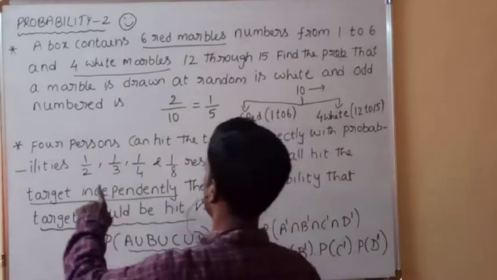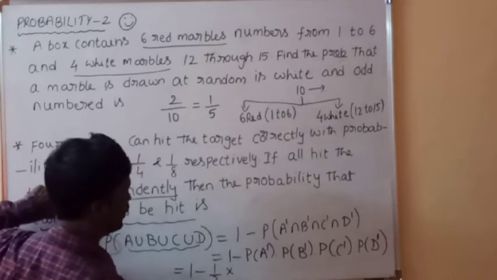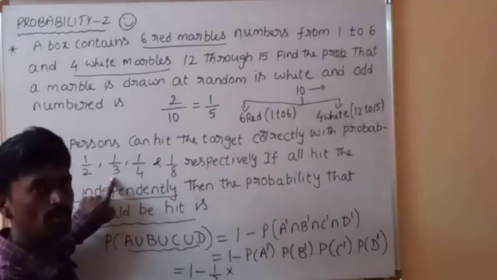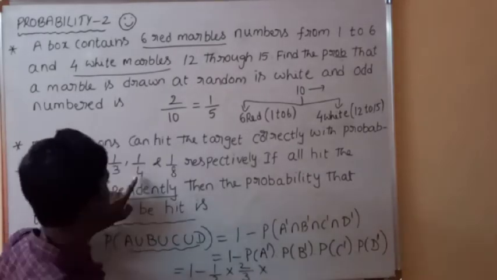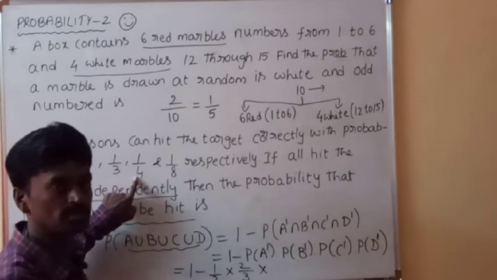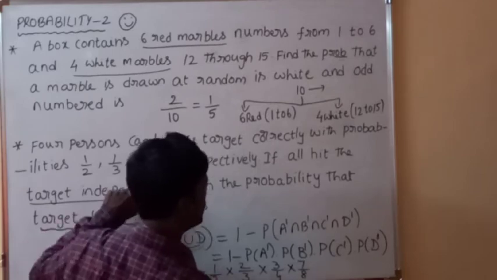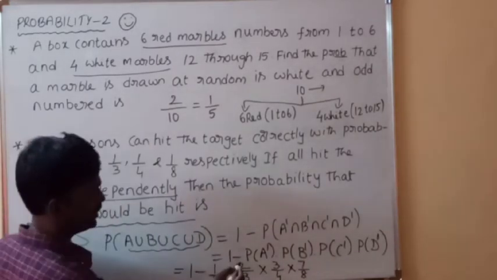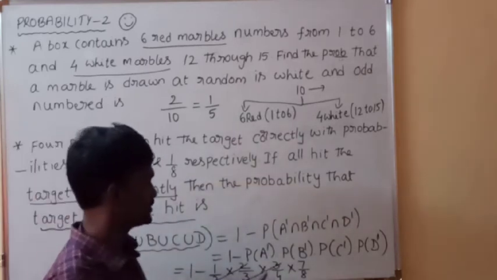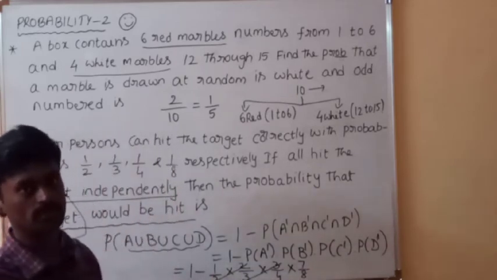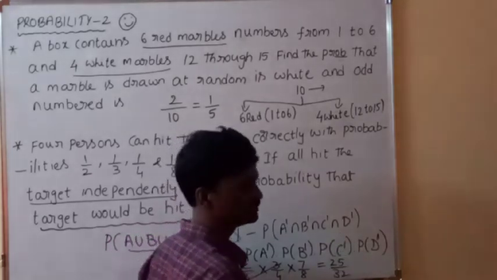As probability of A is 1 by 2, probability of A dash is 1 minus 1 by 2, that is 1 by 2. Probability of B is 1 by 3, probability of B dash is 1 minus 1 by 3, 2 by 3. Next, probability of C is 1 by 4, probability of C dash is 1 minus 1 by 4, 3 by 4. In the same way, probability of D dash is 1 minus 1 by 8, which is equal to 7 by 8. So here observe, the 2 gets cancelled, the 3 gets cancelled. What you are getting is 1 minus 7 by 8 into 4, how much? 32. 1 minus 7 by 32, which is equal to 25 by 32.